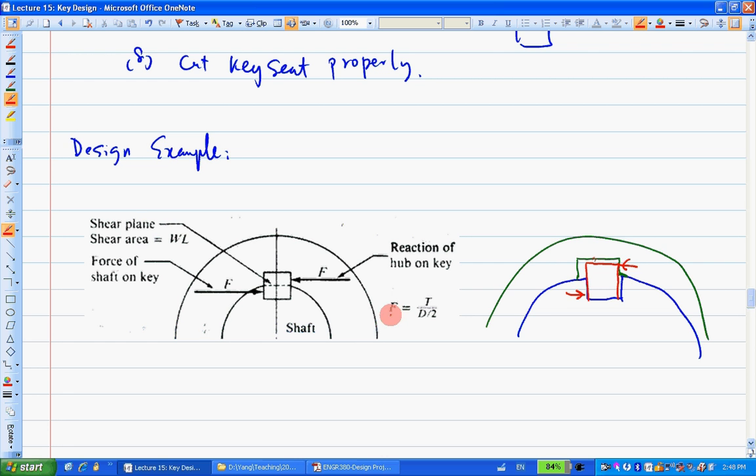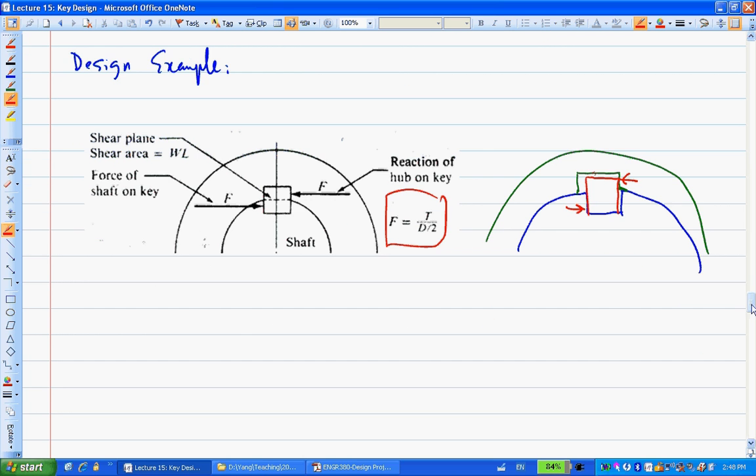So how do I get the force? This is the force coming from the torque transmitted. The force is equal to T divided by half of the shaft diameter. That's very easy. Now if I look at the loading condition here, we will mainly consider two different kinds of stresses. One is called direct shear.